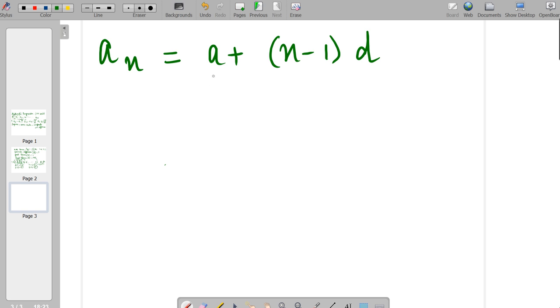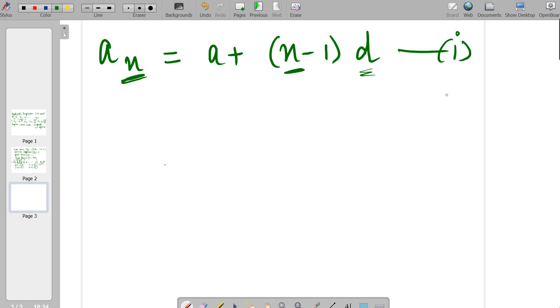This A is your first element in the series. N is whichever position element they are asking. And small d is the common difference, which you will find by subtracting the first element from the second element. You will subtract the second element from the third element, and so on. This is your first formula, which you will be using a number of times in this series.